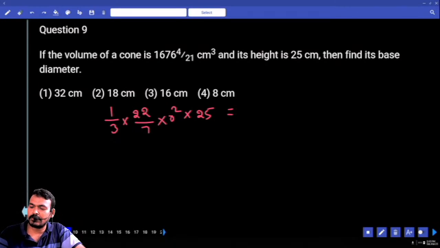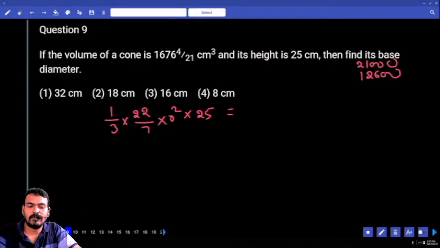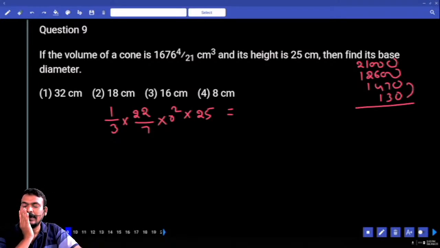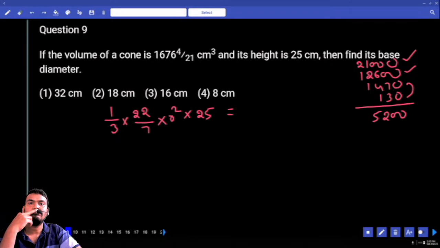First 21 into 1000, 21,000. 21 into 600, 12,600. 21 into 70, 1470. 21 into 6, 126 plus 4, 130. 1470 plus 130, 1600. 1600 plus 2600, 4200 plus 1000, 5200. 26 plus 16, 42. 42 plus 1000, 5200.